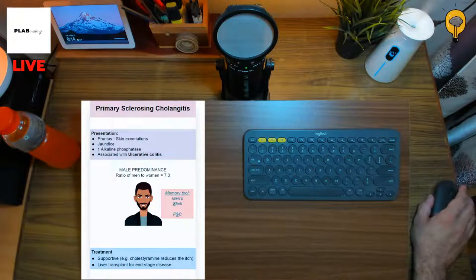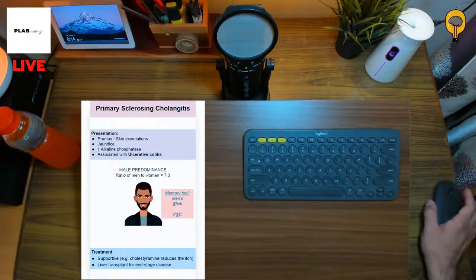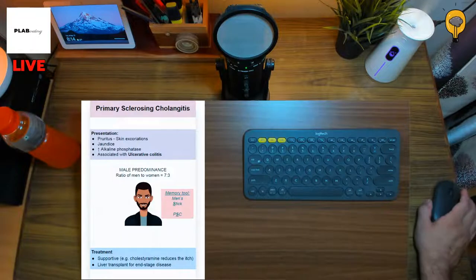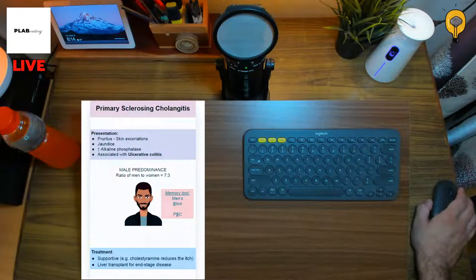Now, if ALT is increasing more than AST, then it is indicating towards viral hepatitis. If AST is increasing more than ALT, then it is indicating alcoholic hepatitis. S for spirits, so we can remember it like that.